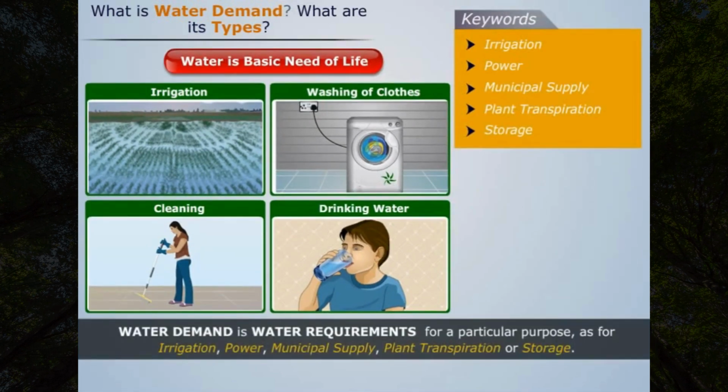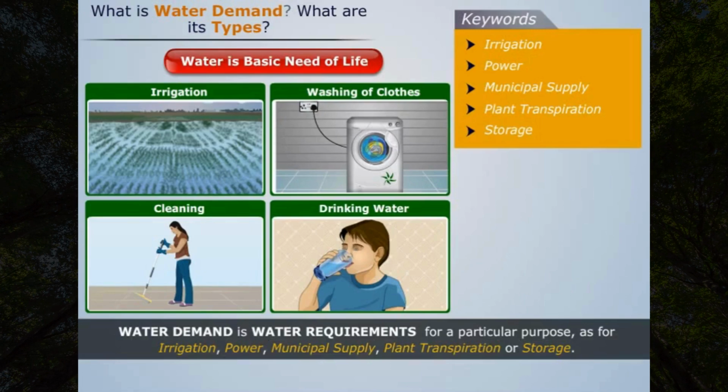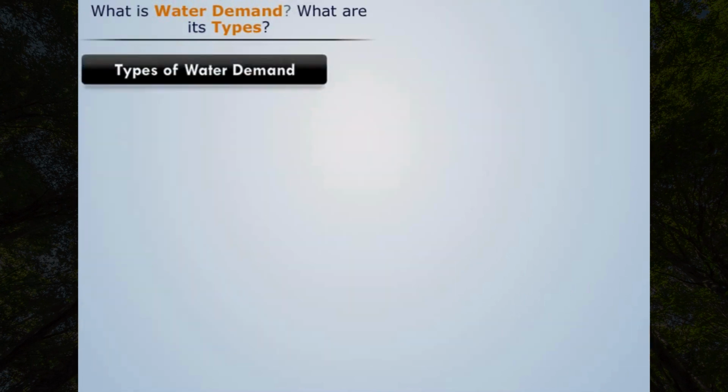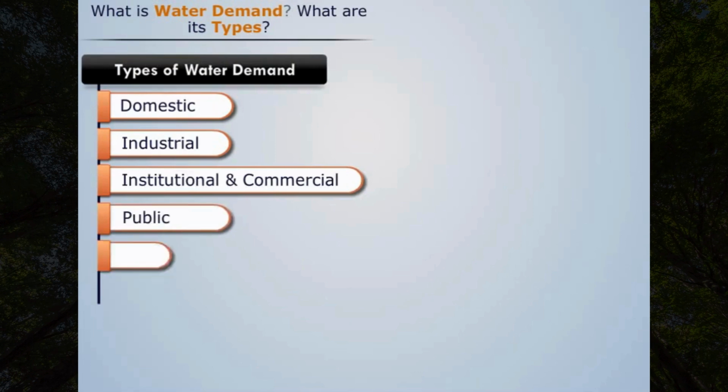Water demand is the water requirement for a particular purpose, such as irrigation, power, municipal supply, plant transpiration, or storage. The various types of water demands are domestic demand, industrial demand, institutional and commercial demand, public demand, fire demand, and losses in wastes and thefts.